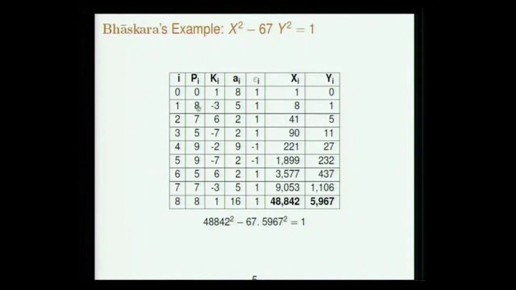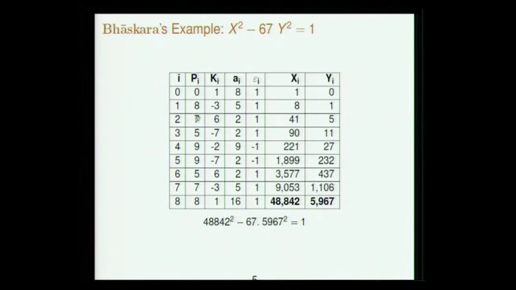Next step. To 8, you have to add p_{i+1} such that the sum is divisible by 3. So possibilities are 4, 7 and 10. Of them, 7 squared, 49, is closest to 67, so choose 7. So 7 squared minus 67 divided by minus 3 is 6. In this case you get p and k to be 7 and 6. You can fill up this a_i column also. a_0 is 0 plus 8 by 1, that is 8. a_1 is 8 plus 7, 15, divided by 3, that is 5.